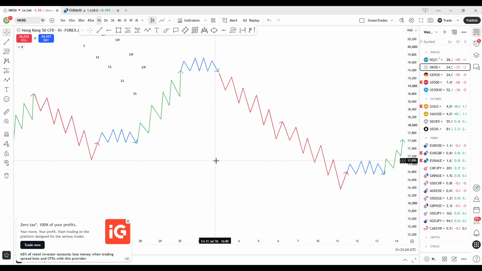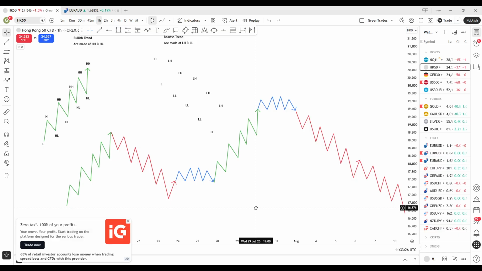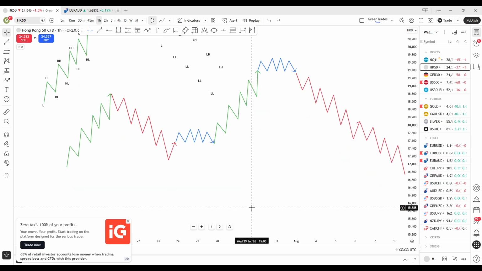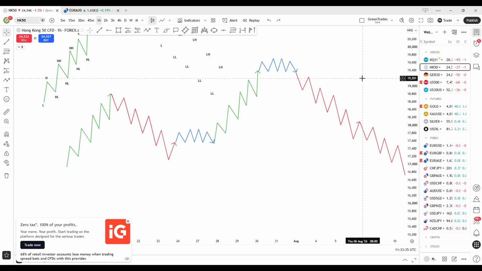That is what the market is all about. It's just made up of highs and lows. I mean, trending, bullish trending, bearish trending, consolidating market. That's what the market is all about.